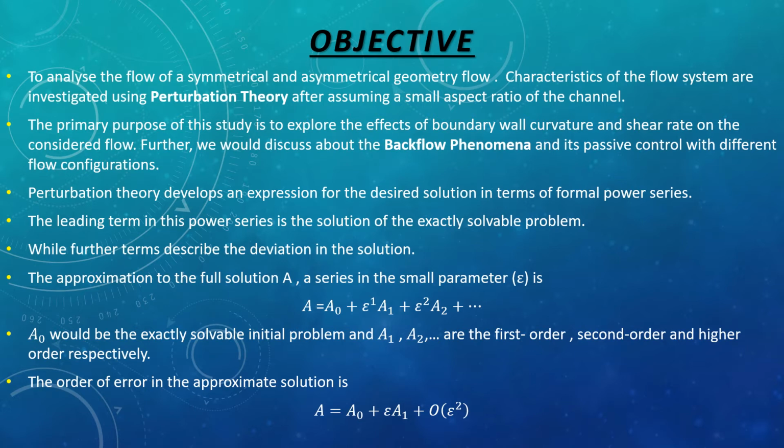If I want to find the solution of any quantity A, then A can be expressed as A naught plus epsilon into A1 plus epsilon square into A2, and so on, where A naught is the zeroth order solution of A and A1, A2 are the first and second order solutions of A respectively. On further simplification, we can approximate the solution of A as A equals A naught plus epsilon A1 plus all the higher order terms.